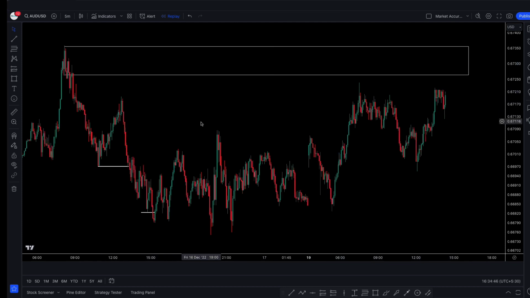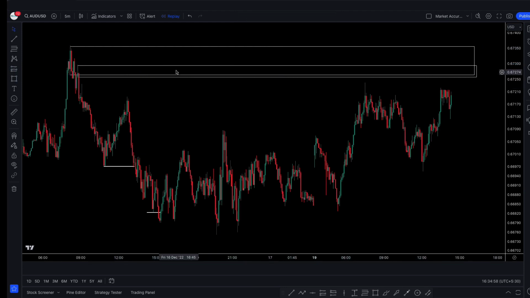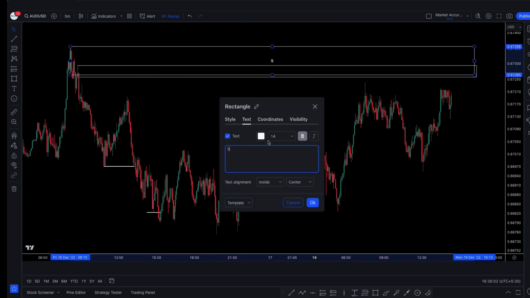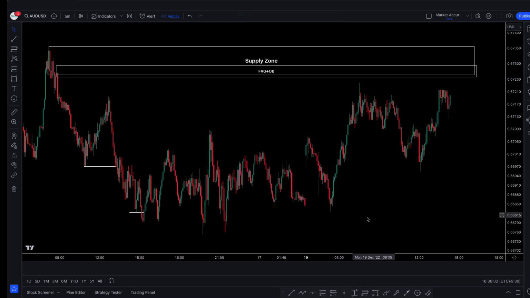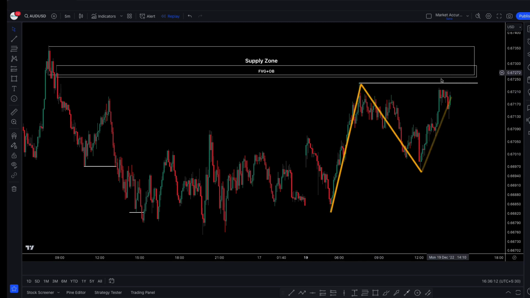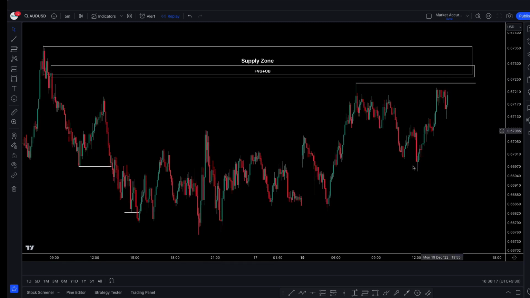We also have this zone here with fair value gap, as you can see. This right here. So I drag this along, and I wait for price to give me an ABC pattern near it. So I'm going to call this the supply zone. And then here we have FVG plus OB. And we have an ABC formation happening here. We have a leg, we got the B leg, and we got the C leg. This happened recently, actually. Let's see how this plays out.